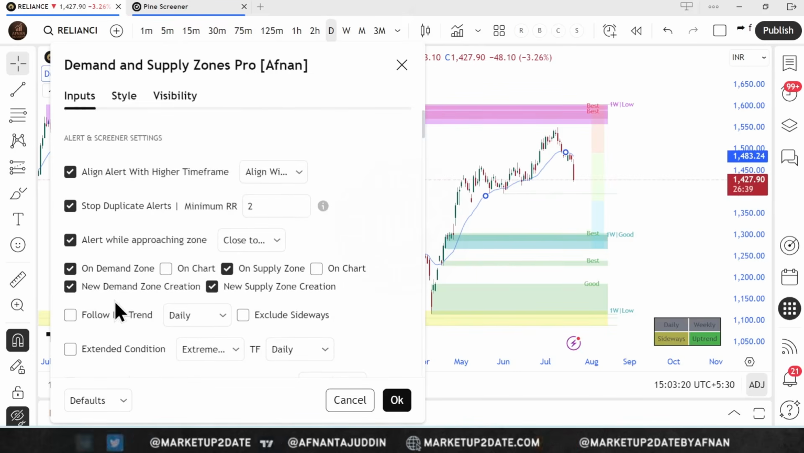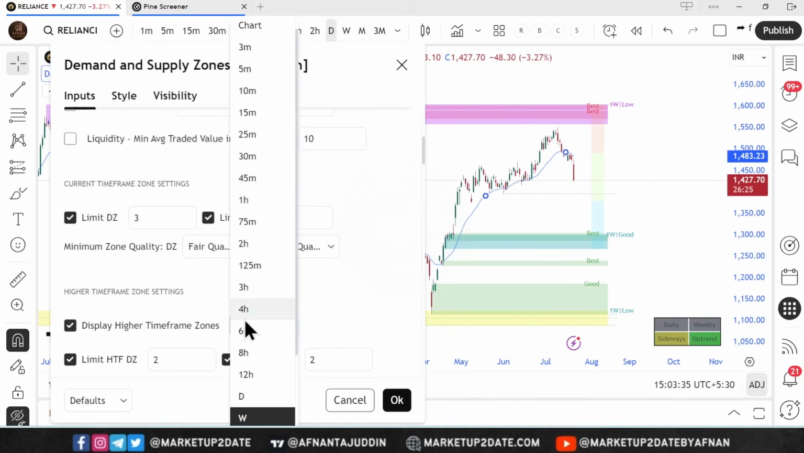Setting up your first smart alert. Let us put it all together. First, you configure the indicator. You must first configure all your desired conditions in the indicator settings panel. For example, let us set our higher time frame. The default is weekly, but you can change it.